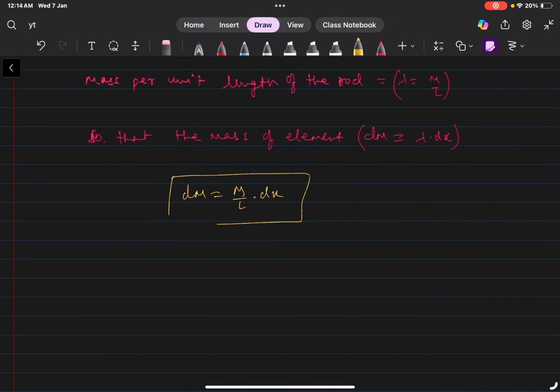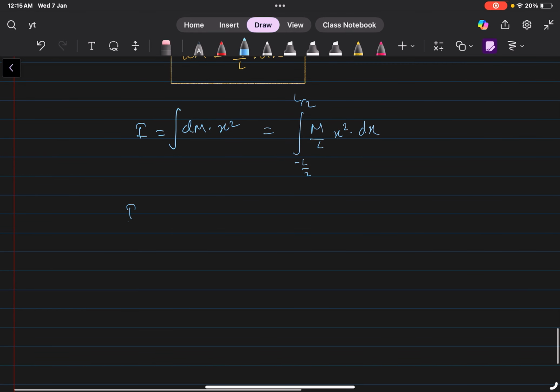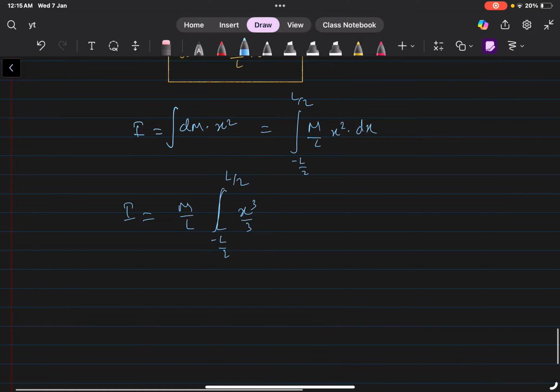According to the given formula, the moment of inertia I is the integral of x square dm, that is m by l into x square dx, with limits from minus l by 2 to l by 2. The constant m by l is taken outside, and the integral of x square is x cube by 3, with the limits applied.